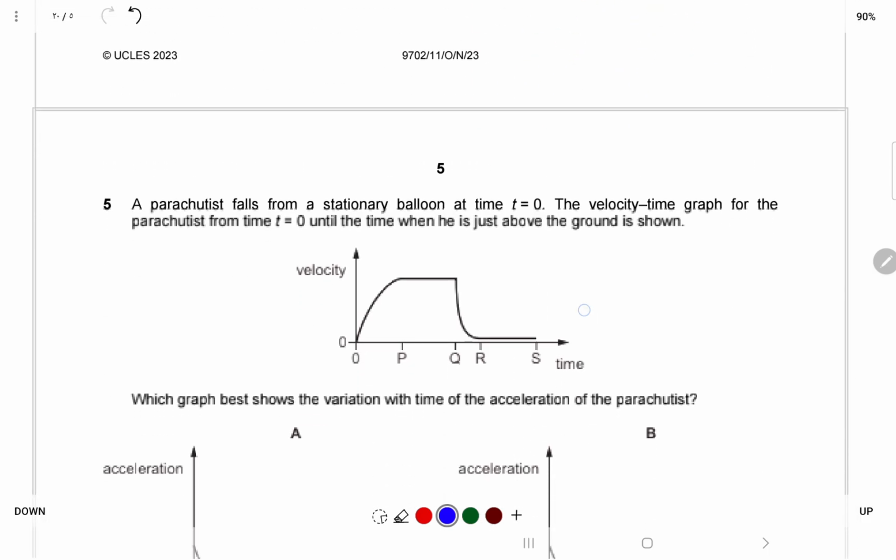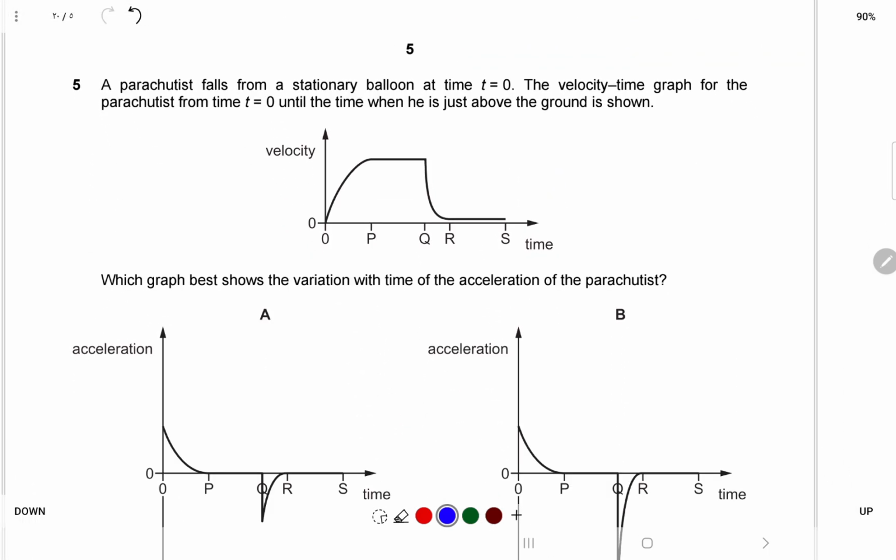Question number 5. A parachutist falls from a stationary balloon at time t equals 0. The velocity time graph for the parachutist from time t equals 0 until the time when he's just above the ground is shown. Which graph best shows the variation with time of the acceleration of the parachutist?